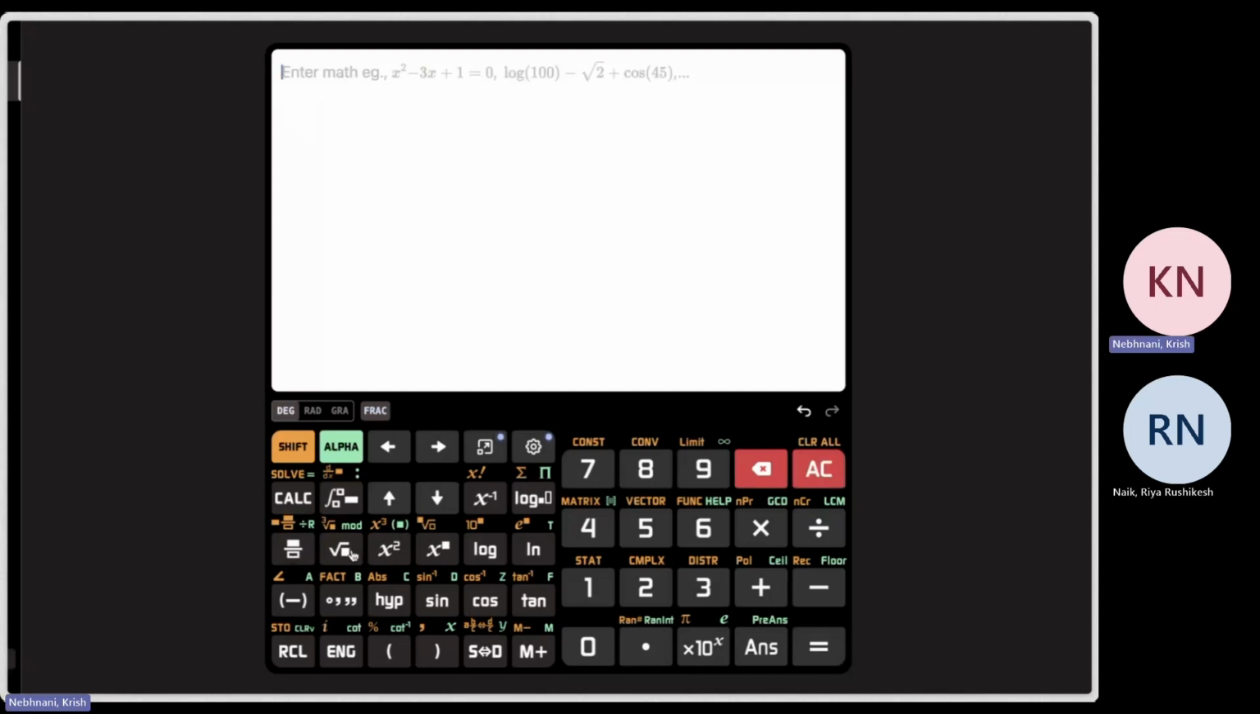Now going over the square root function, you would just press the square root button, enter your values, enter the mathematical sign you want to use, and just press equals to again.